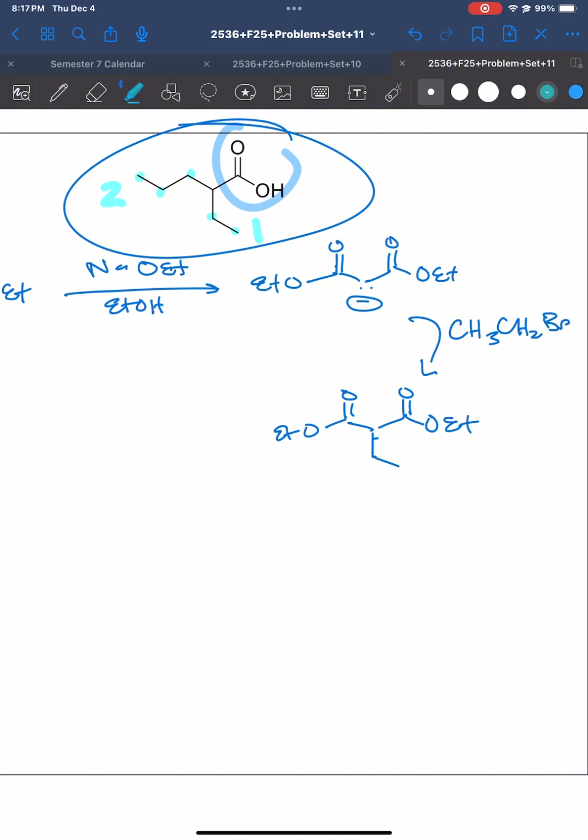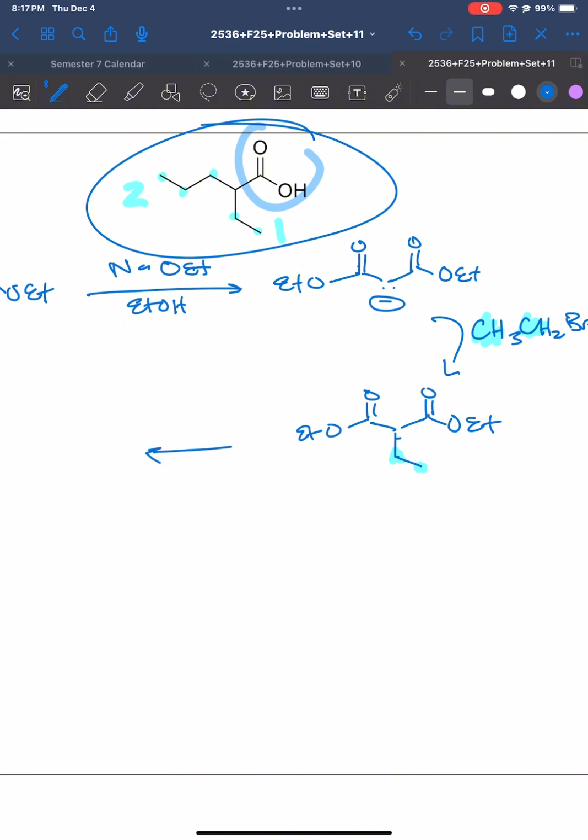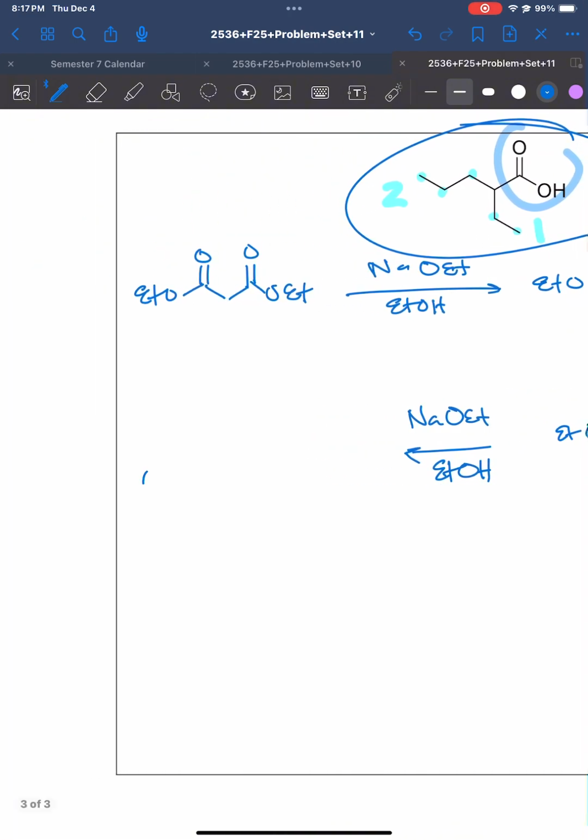OEt, carbon here, carbon here. It's going to be these groups right here. But we're not done yet, right? We need to add the second alkyl chain. In order to do that, we need to do the same thing again at the alpha carbon, because there's still a hydrogen on this alpha carbon here, right? So let's do NaOEt, EtOH. And that's going to keep this intact, 1, 2, and form a negative charge right there.